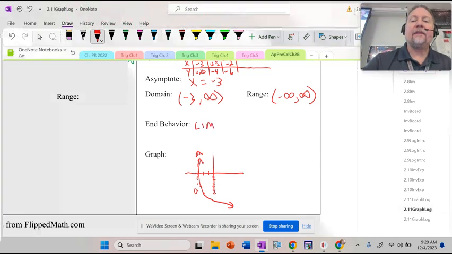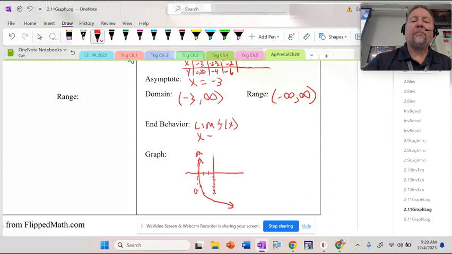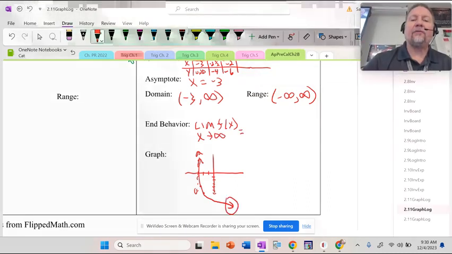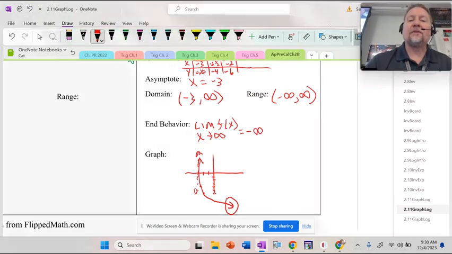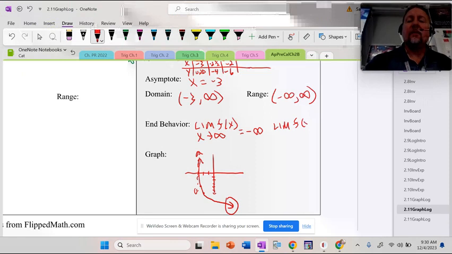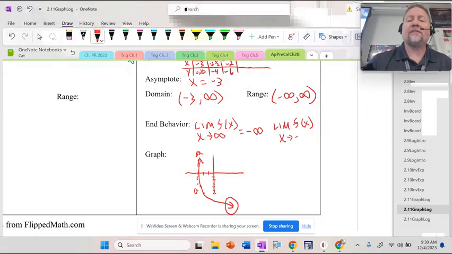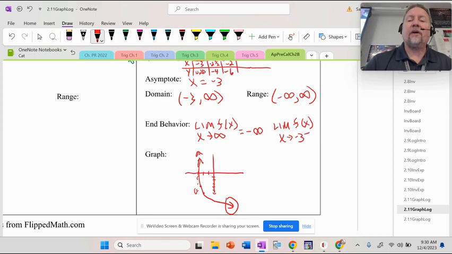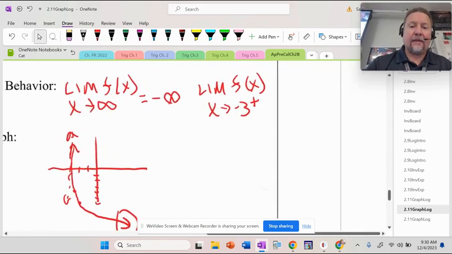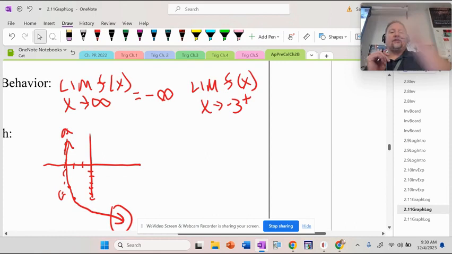But now we're back to going off to infinity. And when I go off to infinity, that's where y goes. And then when I go off to approaching the asymptote, and in this case, we're approaching the asymptote from the right. So the asymptote's at -3, and I'm just right of that, which is a positive number to the right of that. That's where the graph goes, infinity.